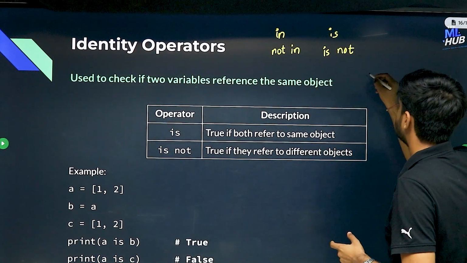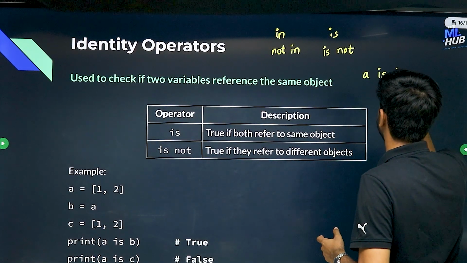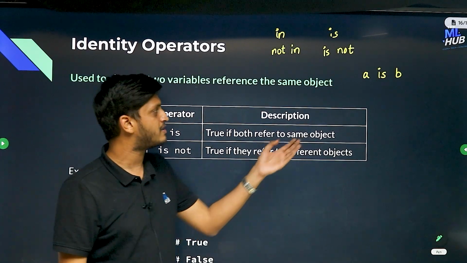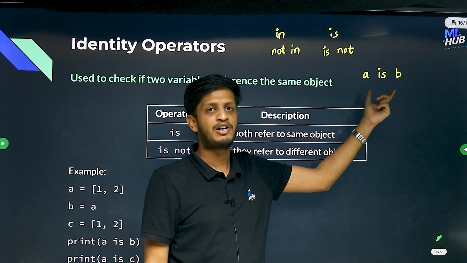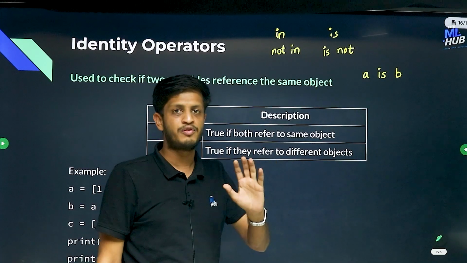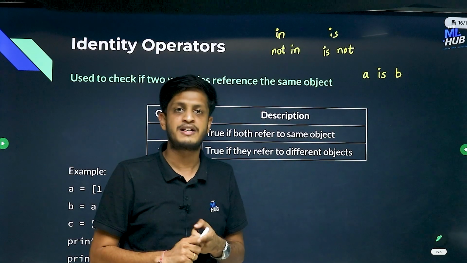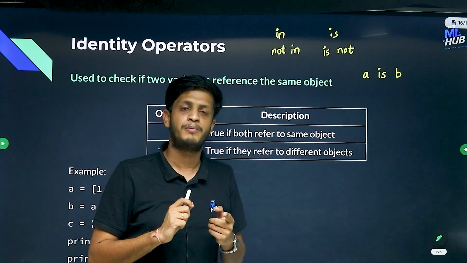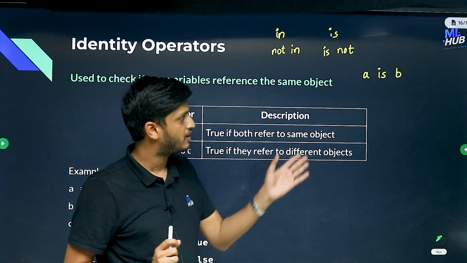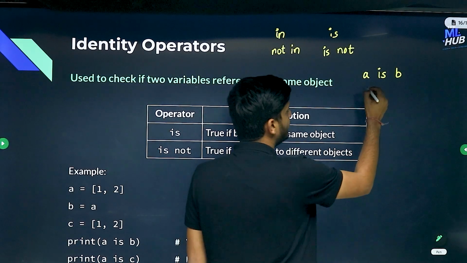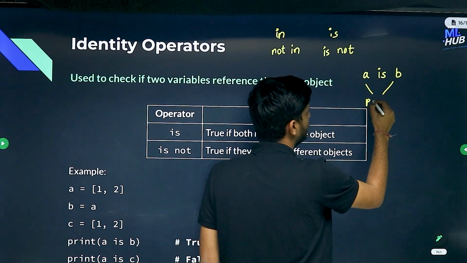So what does the is operator do? You can ask questions like A is B. Let us say there are two variables A and B, and you have asked A is B. You want to print the value of A is B. Again, it will give you the output as true or false. Membership operator, identity operator, comparison operator, all of them give you only Boolean output, true or false. This will essentially check whether A and B are pointing to the same memory location or not.